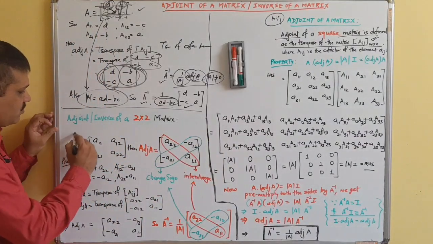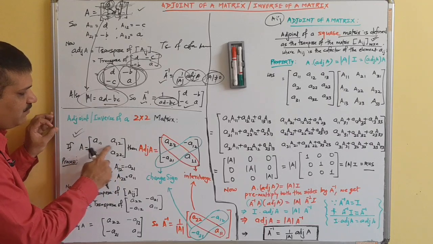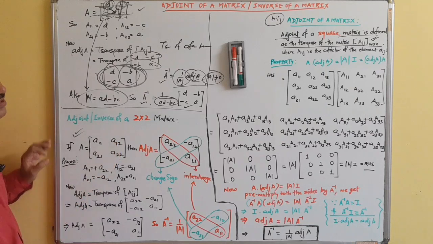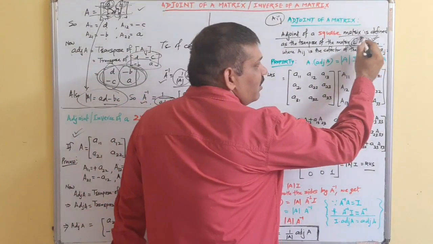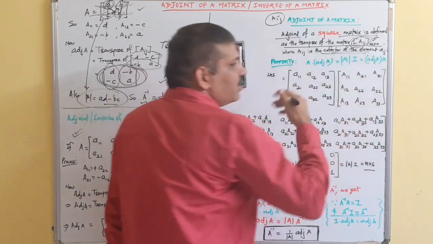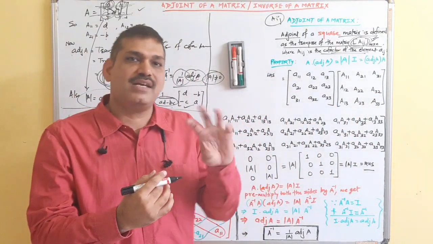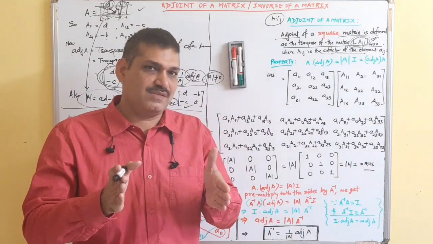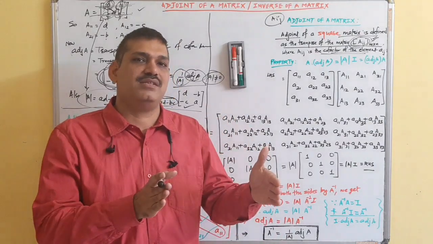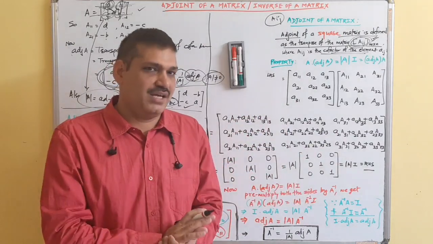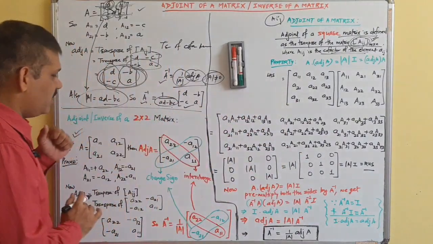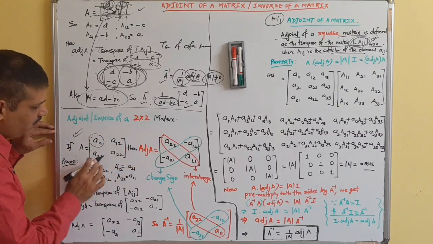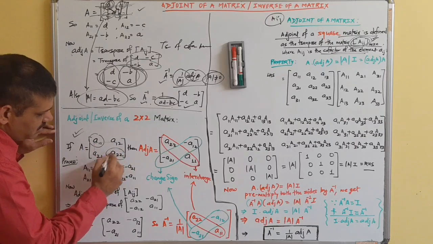This is a standard 2 by 2 matrix, that is a11, a12, a21, a22. To find the adjoint, we need the cofactors. After finding the cofactors, we find the cofactor matrix and transpose it. The transpose of the cofactor matrix is the adjoint of matrix A. So let's find the cofactors. For the first element, we delete the ith row and jth column, so this row and this column will be deleted.